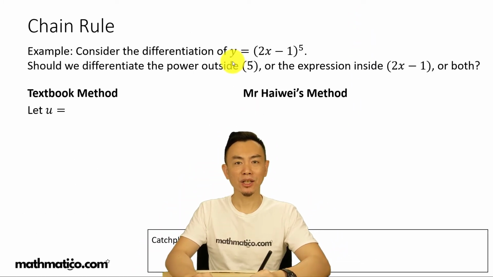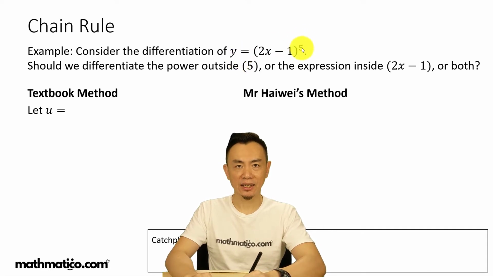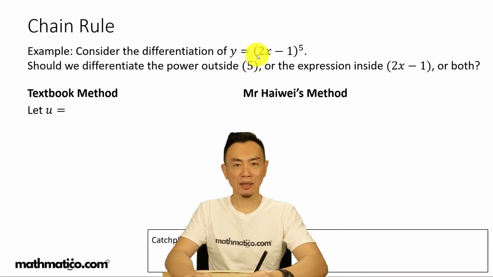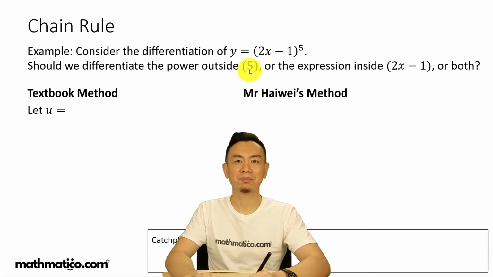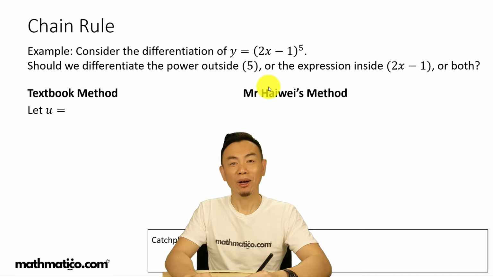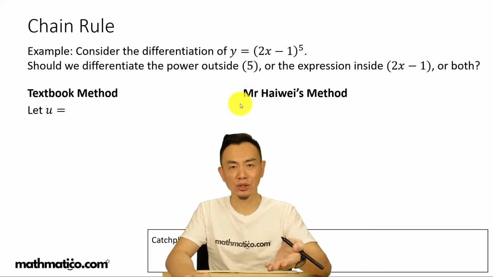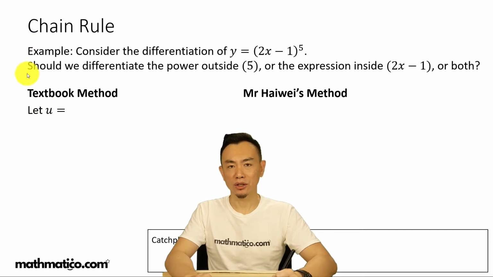Supposing we're going to differentiate y is equal to (2x minus 1) to the power of 5. Should we differentiate this, the power outside here, 5, power bring down power minus 1, or are we going to differentiate the 2x minus 1, which is inside the brackets? Or both? Well, the answer is both. So first I'm going to teach you how the textbook teaches you. The way to do it is what we call chain rule.